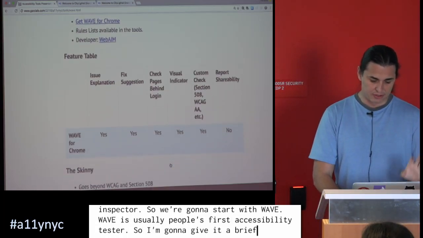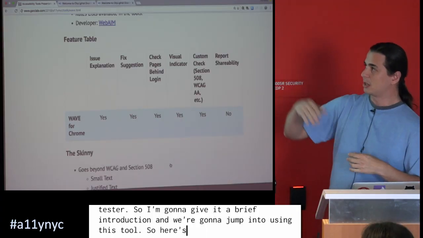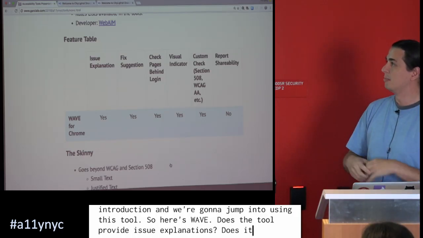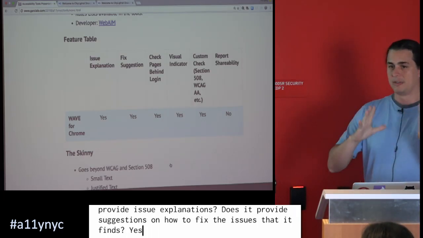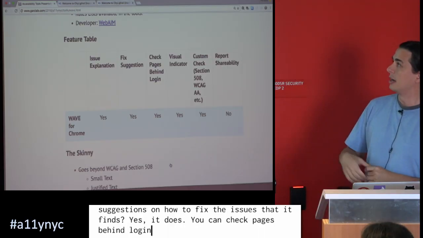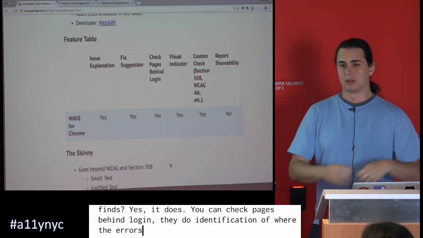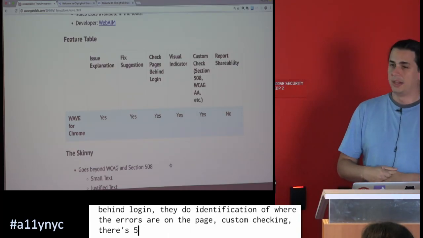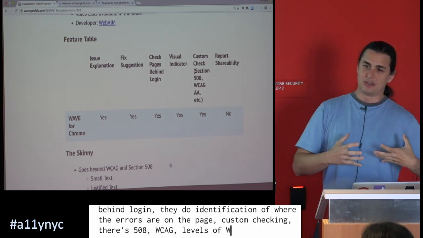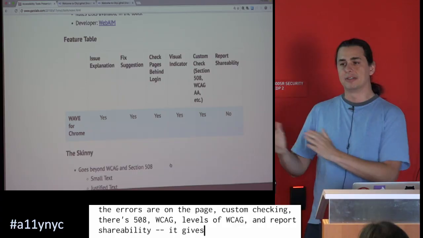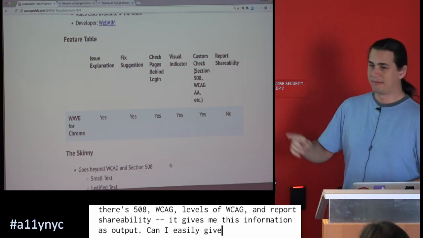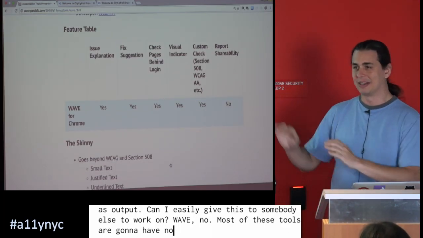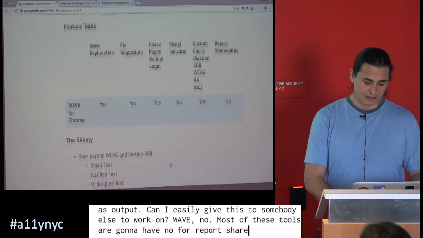So this is Wave. There's information here: does the tool provide issue explanations? It does. Does it provide suggestions on how to fix the issues that it finds? Yes, it does. You can check pages behind login. They do lots of visual indication of where the errors occur on the page. Then there's custom checking: Section 508, WCAG, different levels of WCAG. Can you customize how the testing is being done? And then report shareability, meaning it gives me this information as output. Can I easily give this to somebody else to work on? With Wave, no. Most of these tools are going to have no for report shareability, just so you know. I'm just mentioning it now, and I'm not going to harp on the table too much in the future.